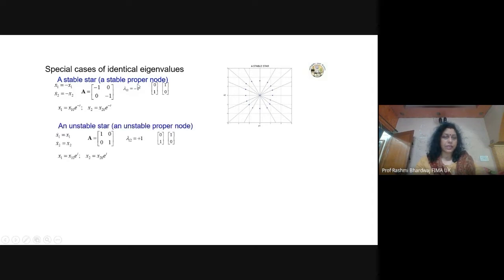Now these are the stable stars, or different types based on this. Suppose you have x1 dot equal to minus x1, x2 dot equal to minus x2, and both the eigenvalues are the same. In this case, you are always getting the star positions, but these stars are stable because you are getting a negative eigenvalue. In the same way, if you are getting a positive eigenvalue, then it is an unstable star, because positive eigenvalues always give an unstable system.